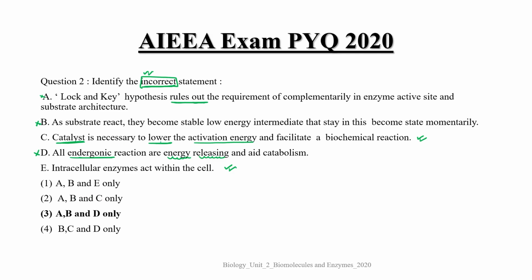Catalyst is necessary for lowering the activation energy. A, B, and D. This one is the wrong one, so this is the correct option. And in the 4th choice, B, C, and D, C is the correct choice. So out of these 4 options, choice number 3 is the correct answer.